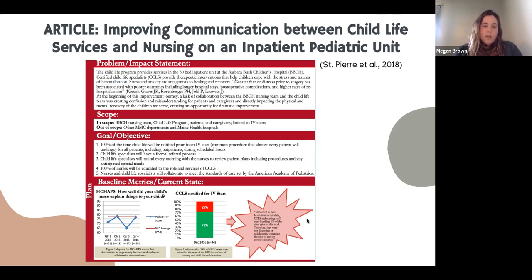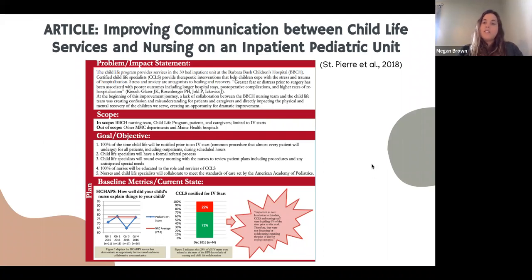Here in this little chart at the bottom, we can see the survey that patients and their families were given on how well their child's nurse explained things to the child. They were not doing great in 2016 compared to the national average. Here they have the percentage of times that a child life specialist was notified for an IV start, which was 71%. But interestingly, it says there was no meeting or huddle or collaboration between the two teams of child life and nursing. So it's like they called them and that was it, right? They did their job and then they left. There's no communication, right? So they saw this as a problem.